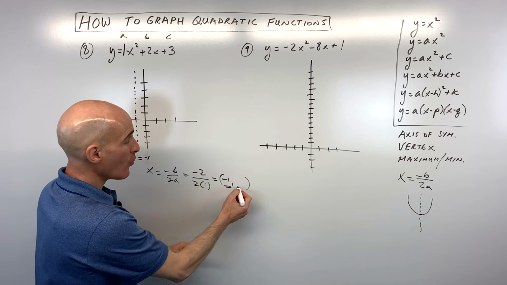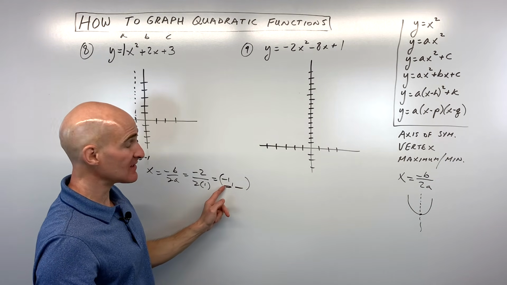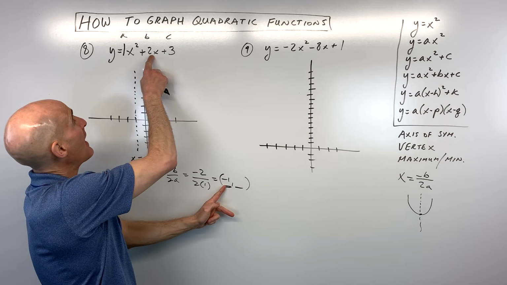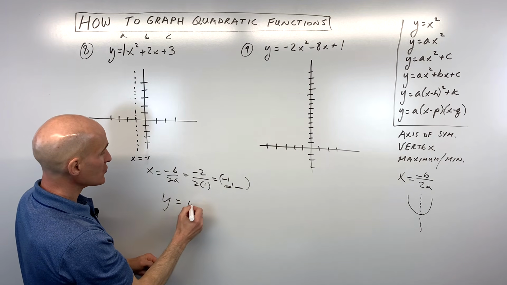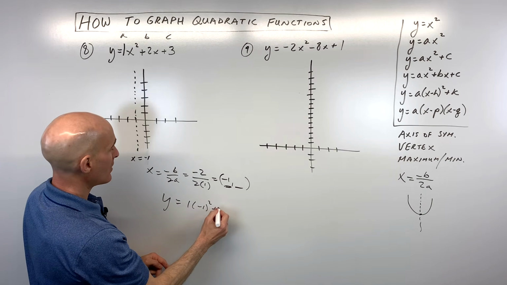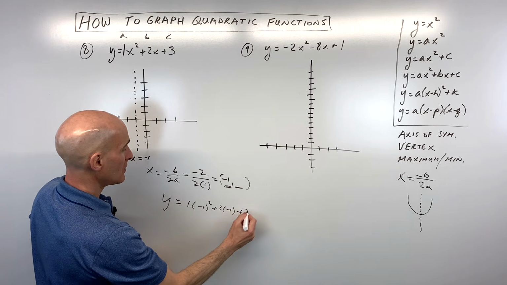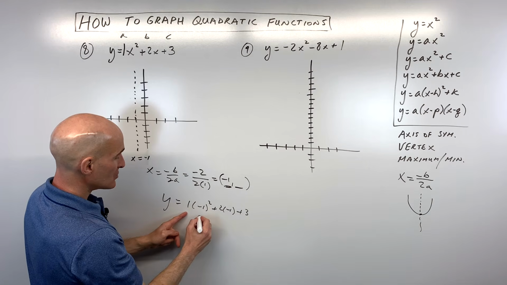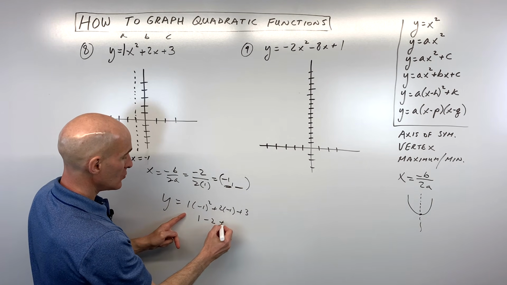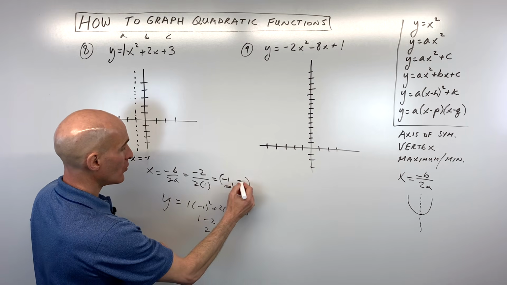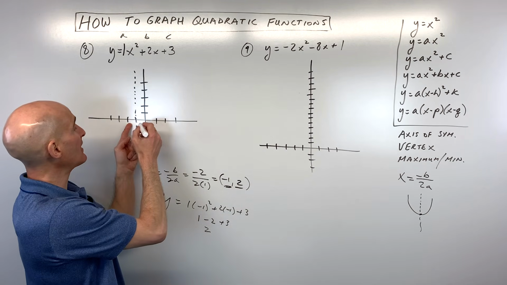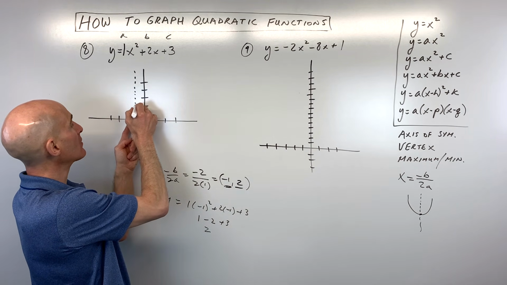Now, how do we find the y coordinate of the vertex? Well, we take this negative 1 and put it back in for x, and that'll give us our y value. So let's go ahead and do that. We have y equals 1 times negative 1 squared plus 2 times negative 1 plus 3. So this comes out to 1 minus 2 plus 3, which is 4 minus 2, which is 2. So negative 1, 2 is our vertex. Let's plot that on the graph right here.